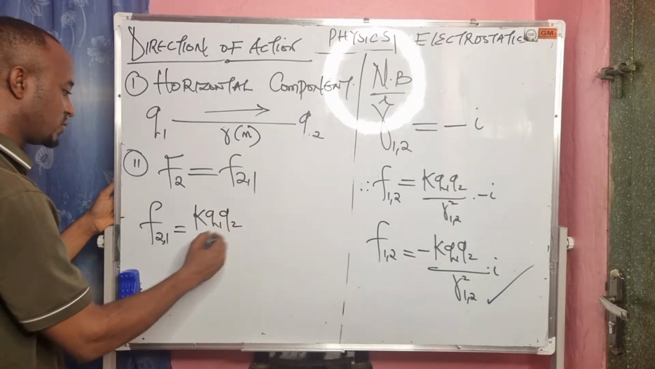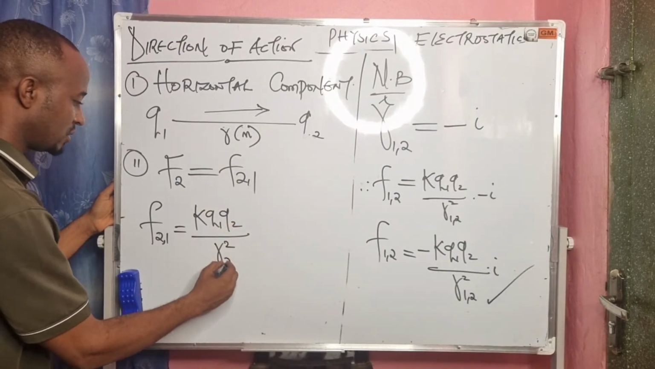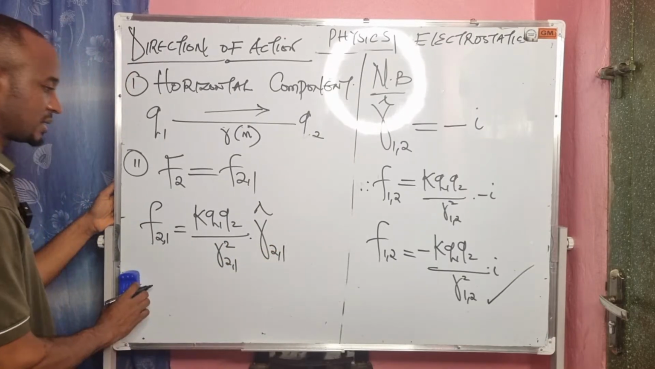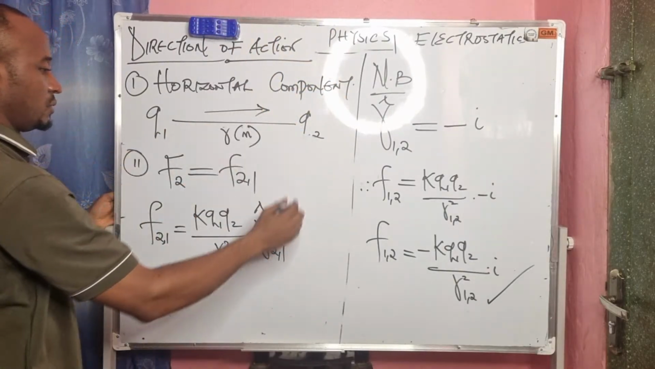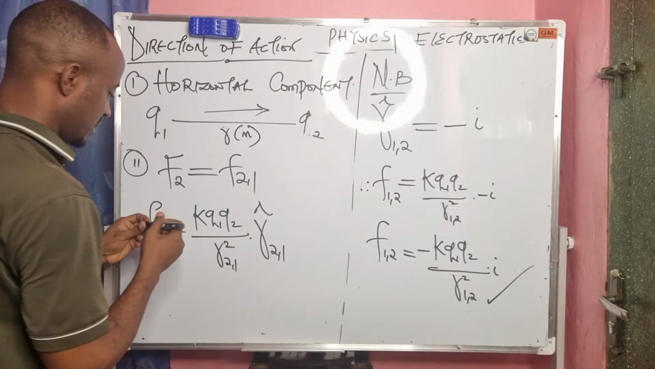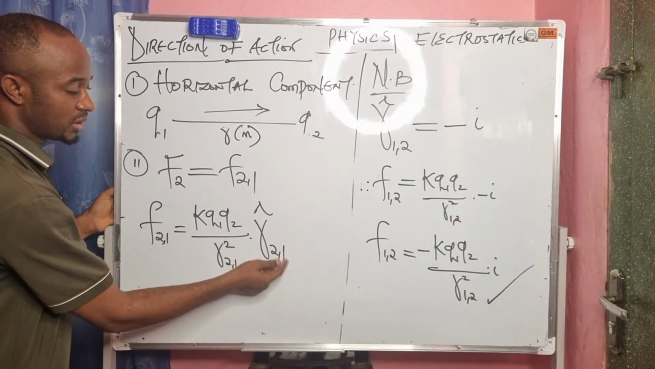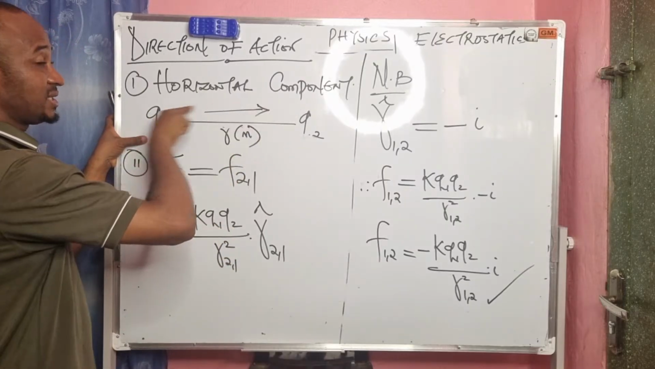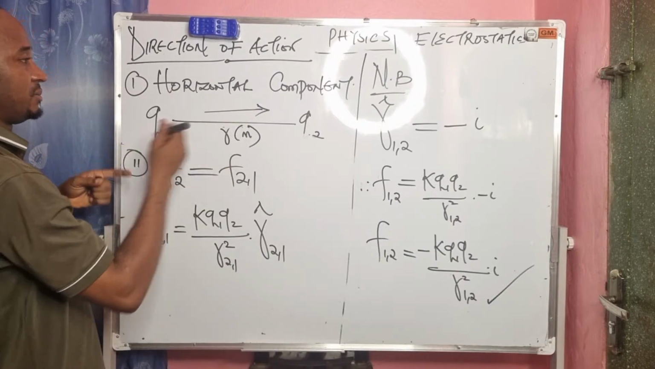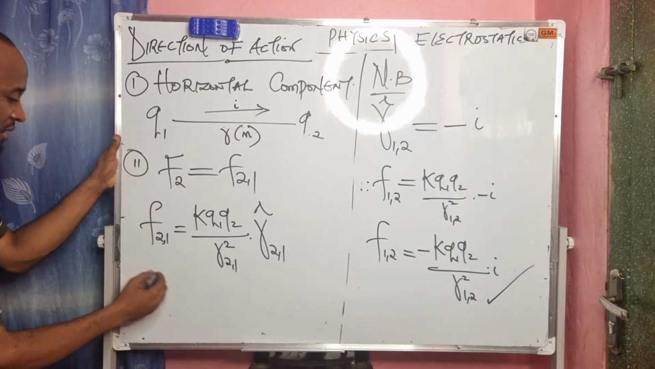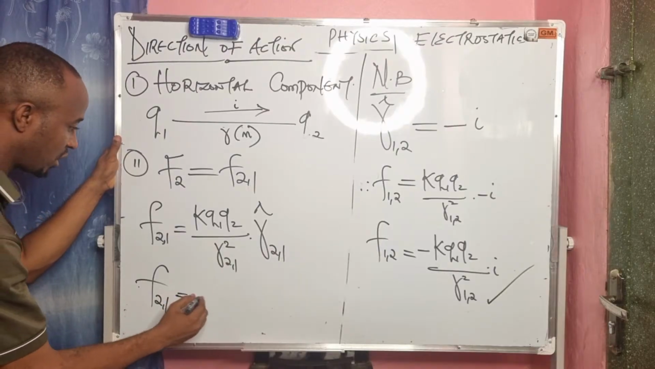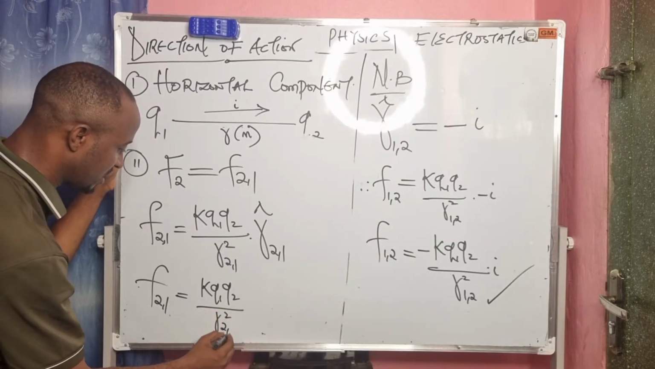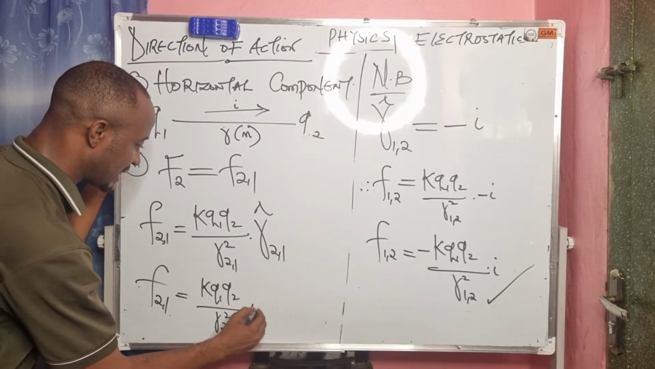Okay, Q1 Q2 over R squared 2,1 times the unit vector from 1 to 2. Already I've defined what this will be. The unit vector from 1 to 2, or 2,1, is simply from 1 to 2, towards the positive x-axis. So that is I. That means our F21 becomes Q1 Q2 over R squared 2,1 times I.